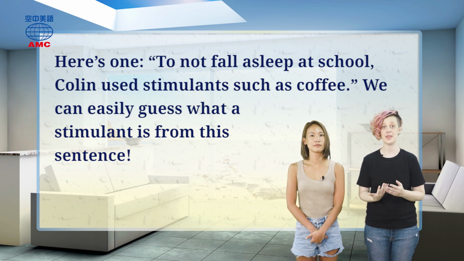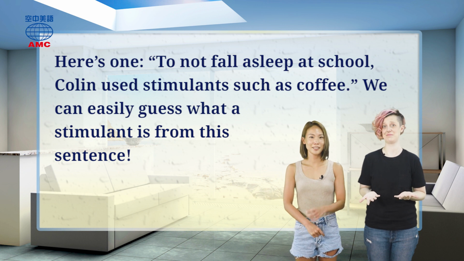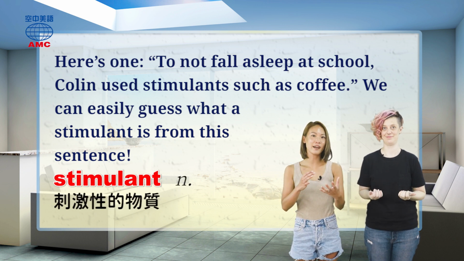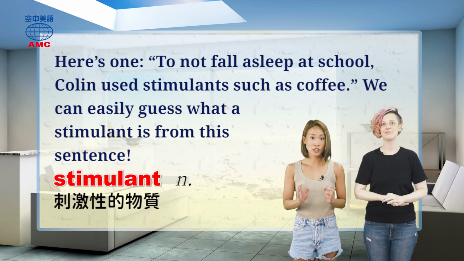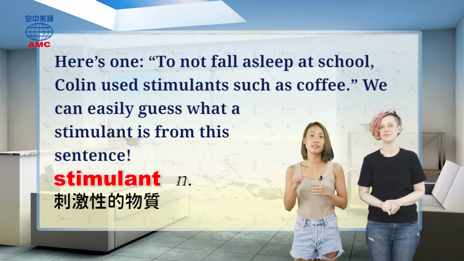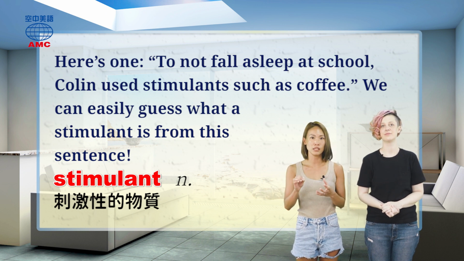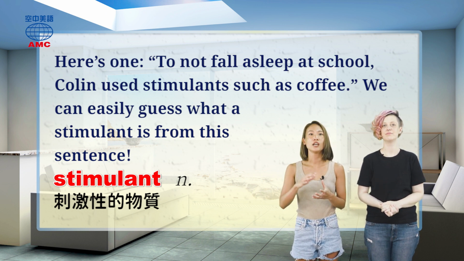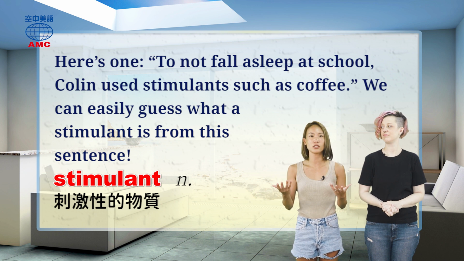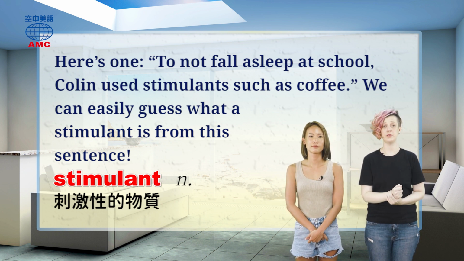Okay, so we can easily guess what a stimulant is from this sentence. What is it? Stimulant. 我们从前后文看，为了不要在学校睡着，好，这是原因。Colin 他用像是咖啡的 stimulants 刺激性物质，所以我们知道他后面举例 such as 像是，所以像是咖啡，那咖啡就是个刺激物质。All right, so now we've gotten 4 ways that you can use context clues.